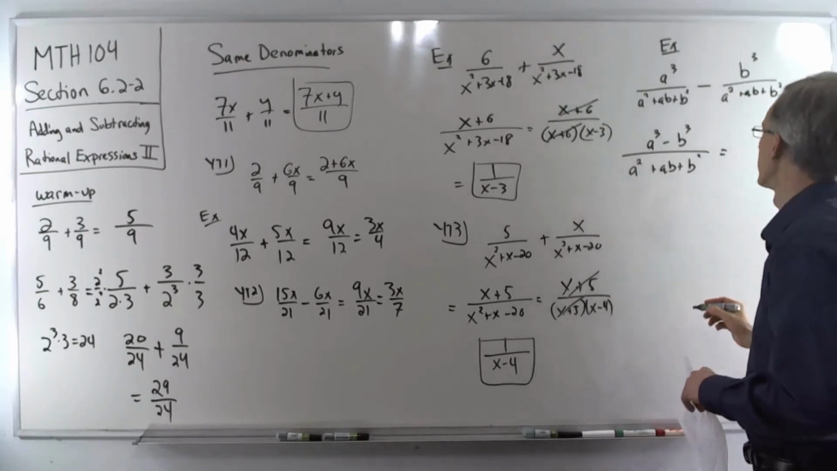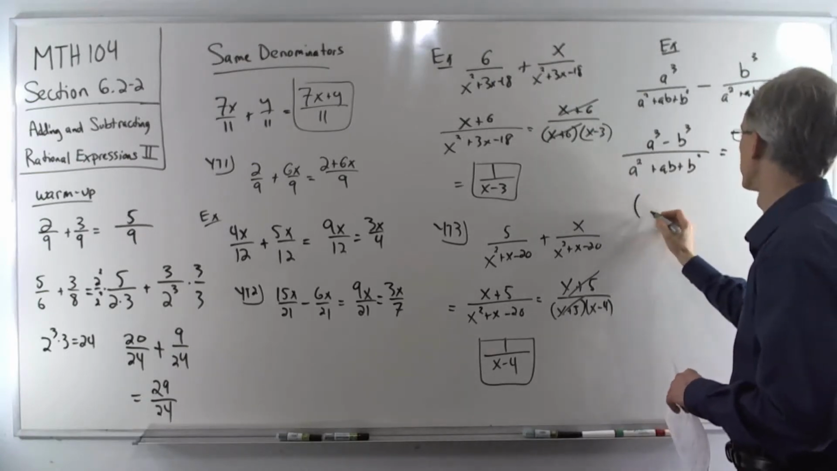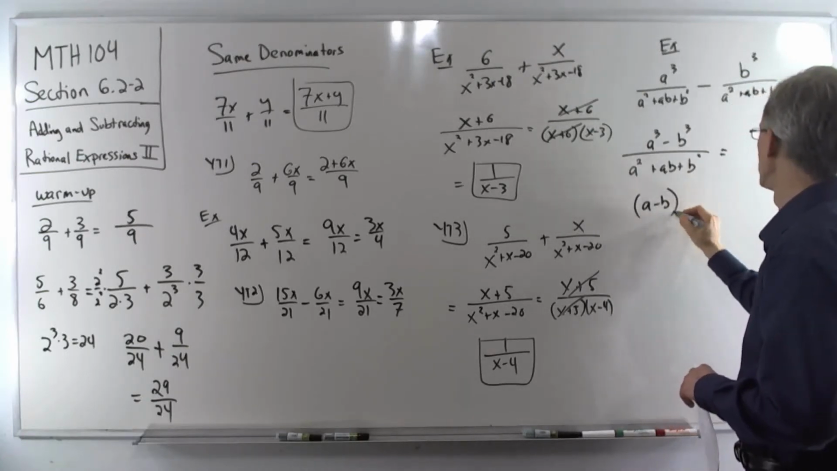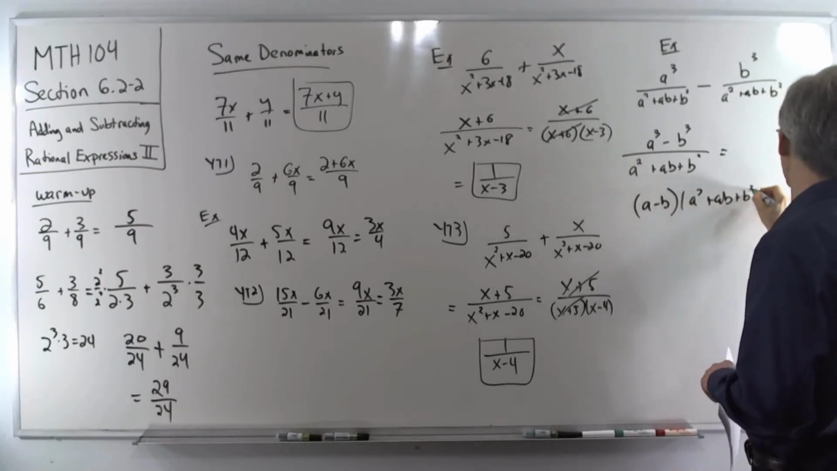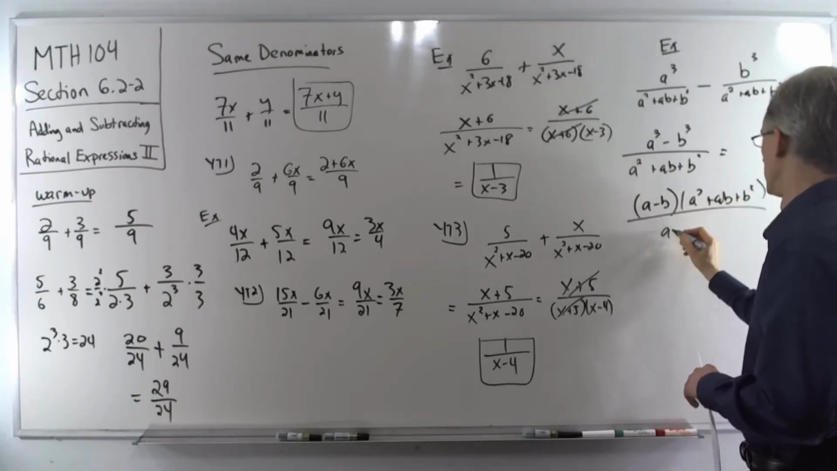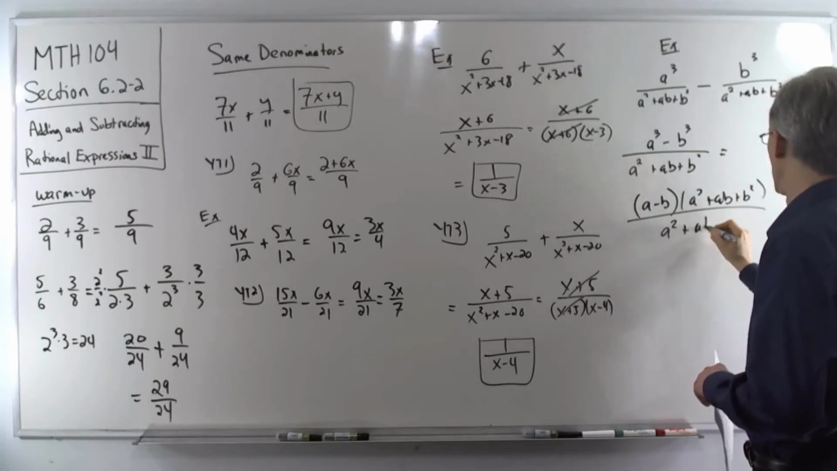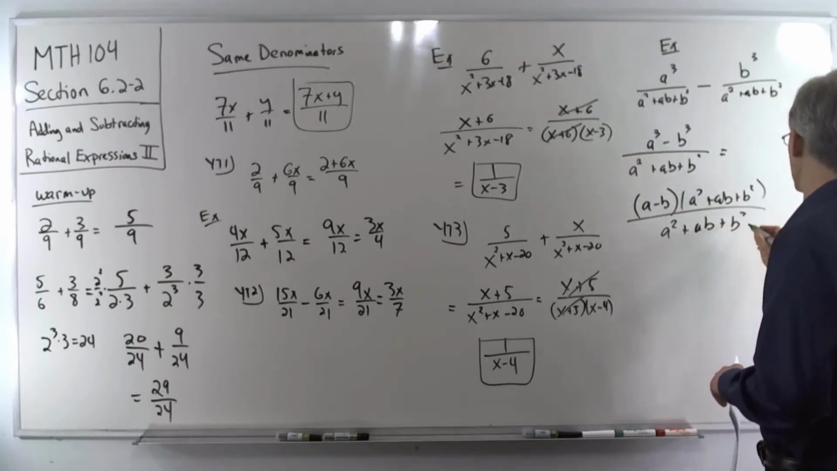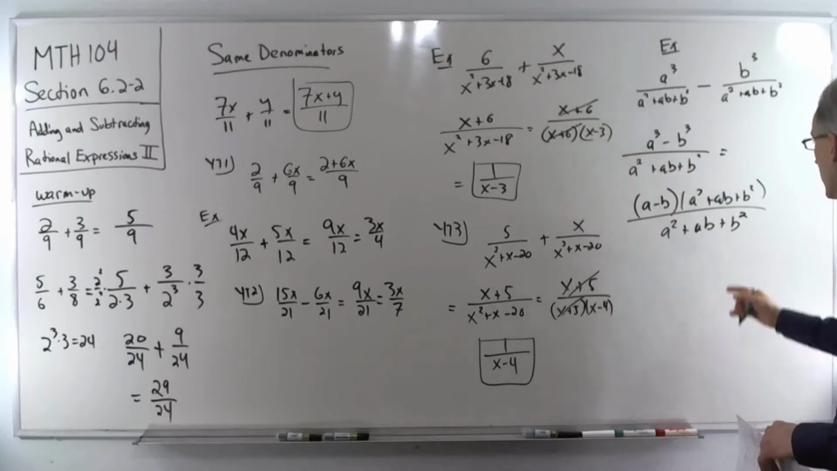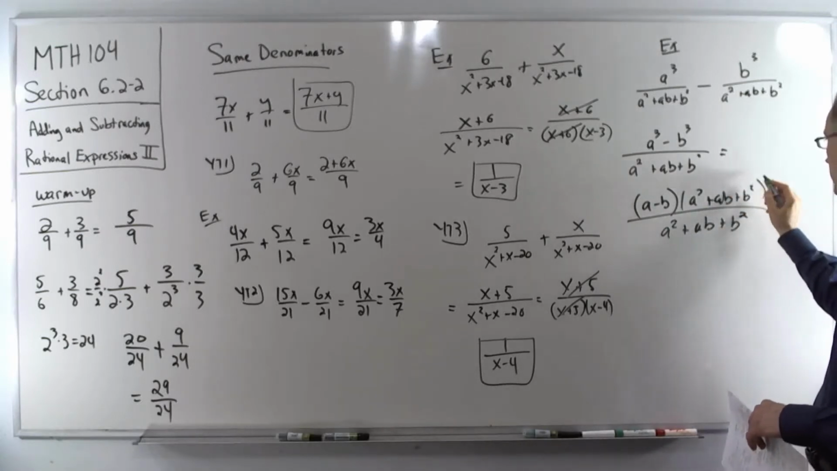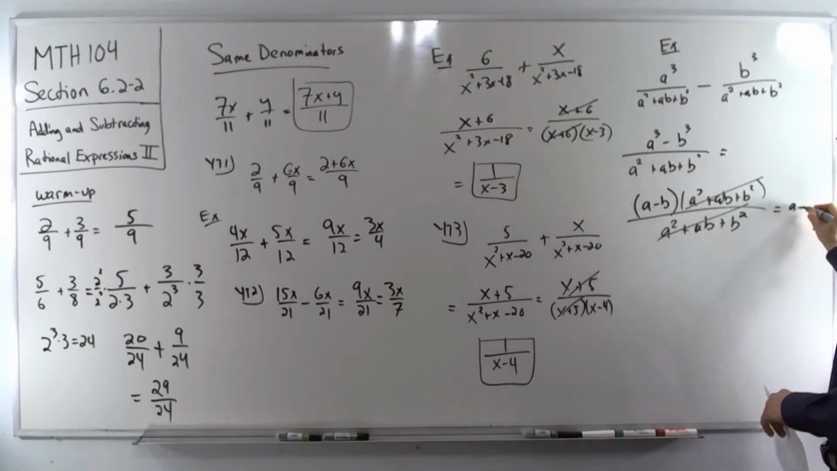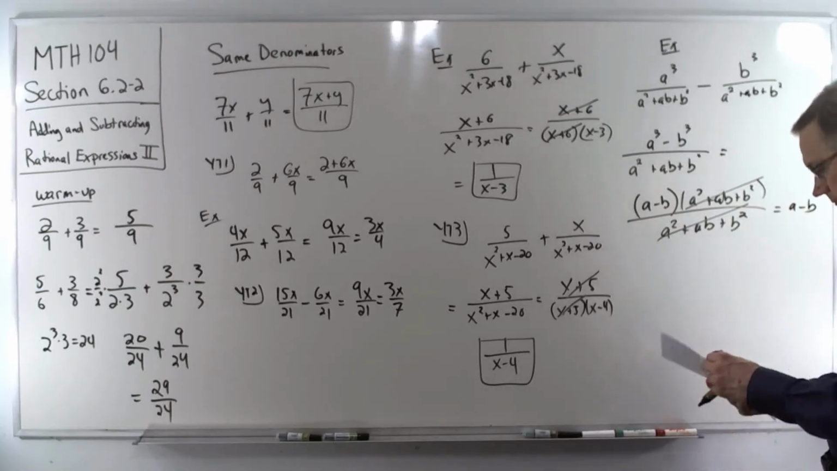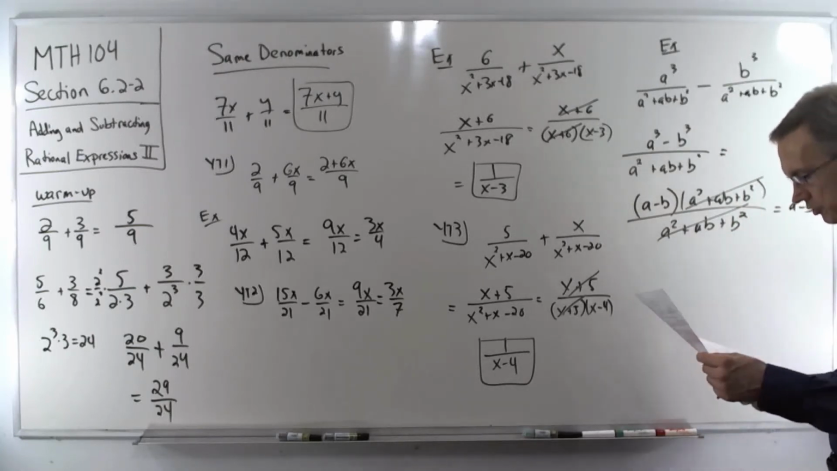So we'll factor a to the third minus b to the third. That factors into a minus b times a squared plus ab plus b squared over a squared plus ab plus b squared. All right, so we can cancel the trinomial, and we're left with just a minus b. Your turn, number 4.